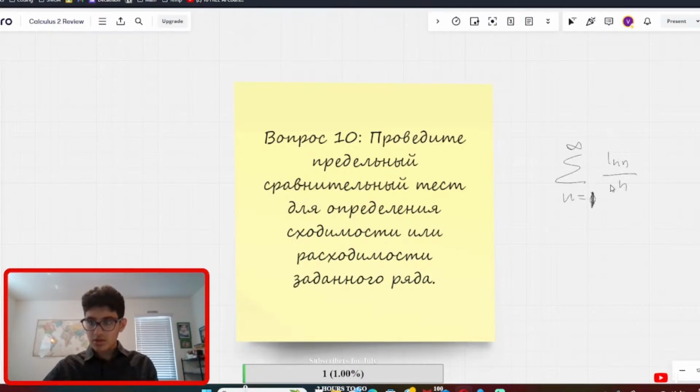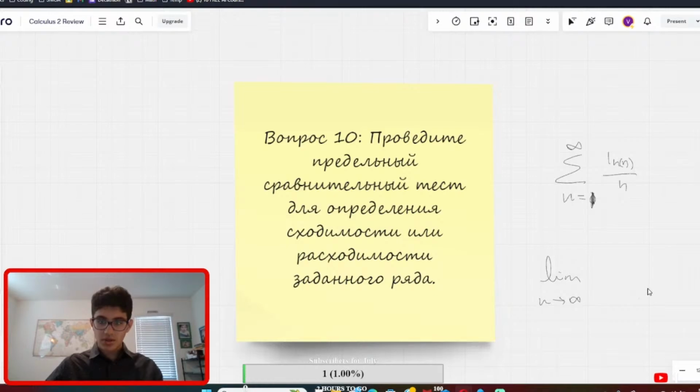This should be 1 actually. Natural log of n over n. We can compare it to 1 over n, right? And this is greater than 1 over n. Well, this is the direct comparison test. I should be using the limit comparison test. So let's use that then. Limit as n goes to infinity of 1 over n divided by natural log of n over n. Well, this won't work, will it? This won't work. So we'll have to compare it to something else then.